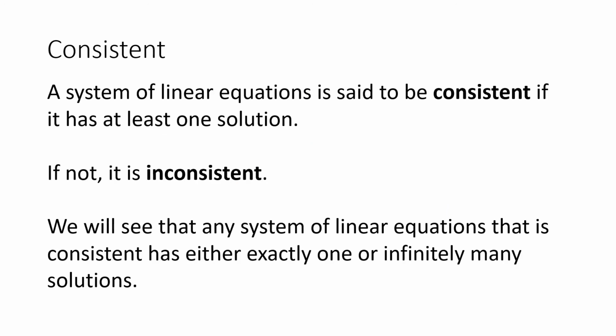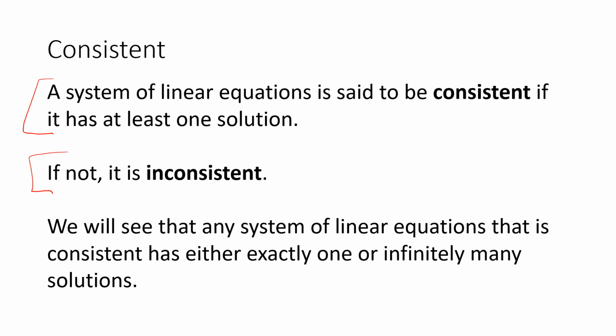And here are the couple of definitions. A system of linear equations, in this case I gave you a system of two equations with two variables. We're going to get more into larger systems of equations. If there is at least one solution, we call it consistent. If there is no solution, as we saw in the second example, we call it inconsistent.